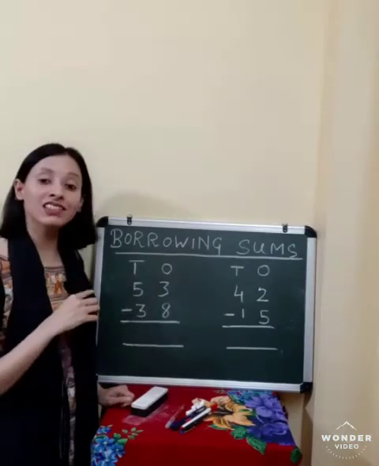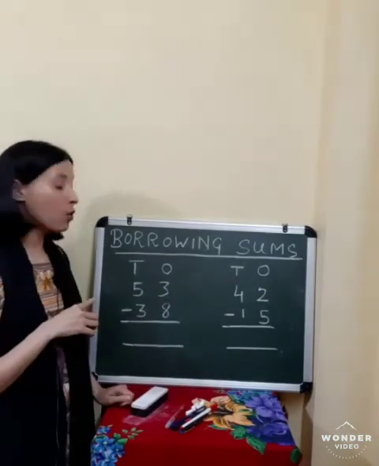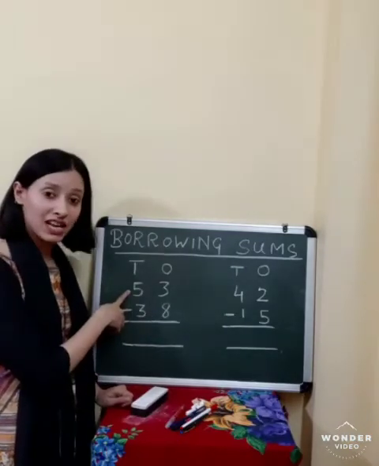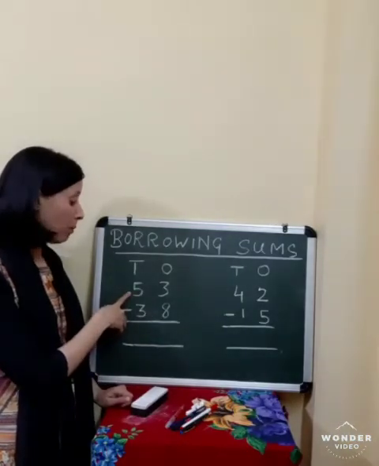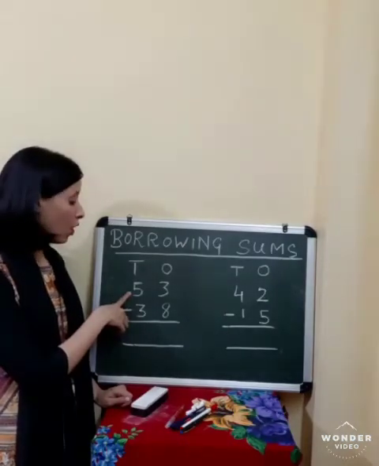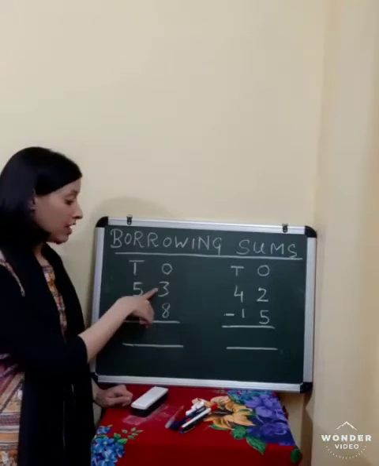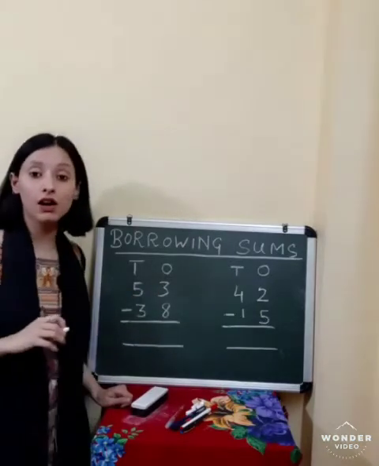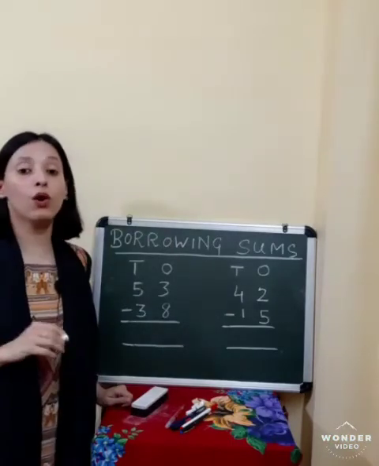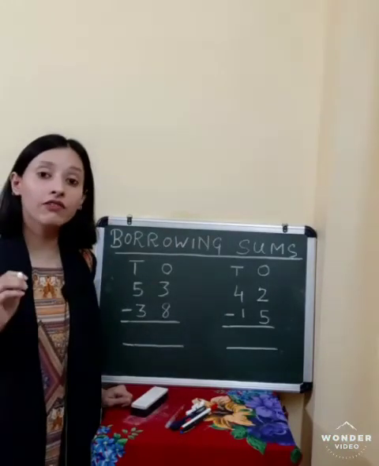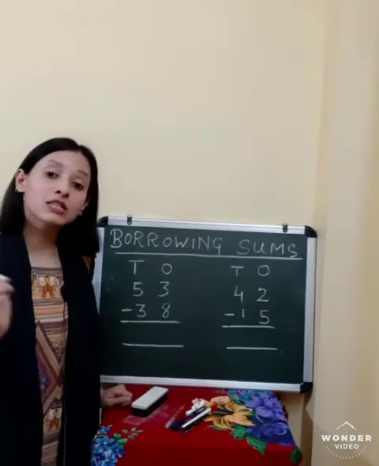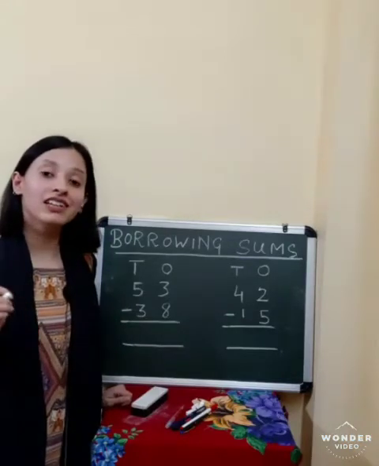How are you going to make this number a bigger number? You are going to make it bigger by borrowing from the tens place. That is, you are going to borrow from this 5. When you borrow from this 5, this number is going to become a bigger number. So children, when do you do borrowing? You do borrowing when the number given on top at one's place is smaller than the number given down.